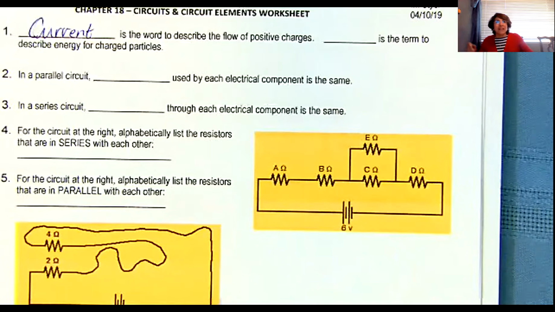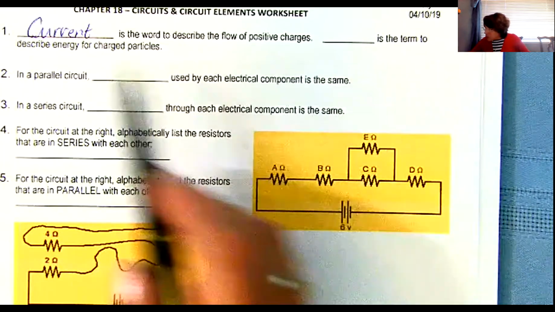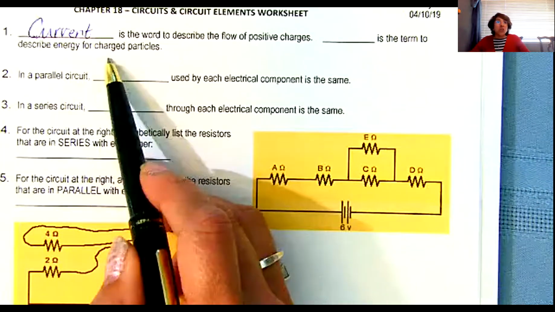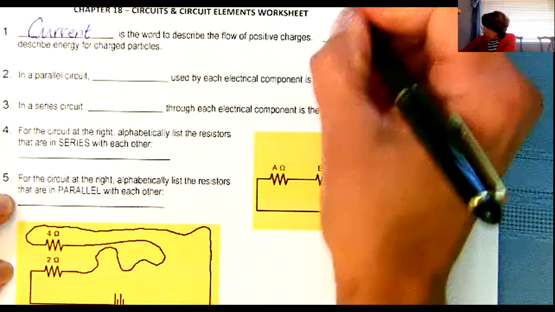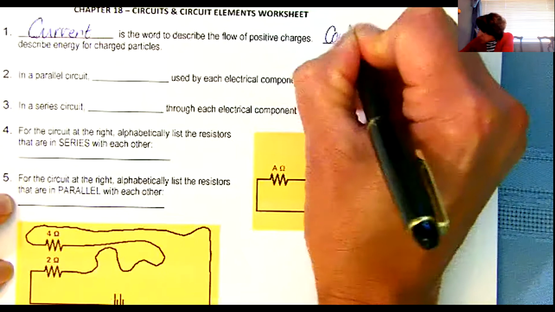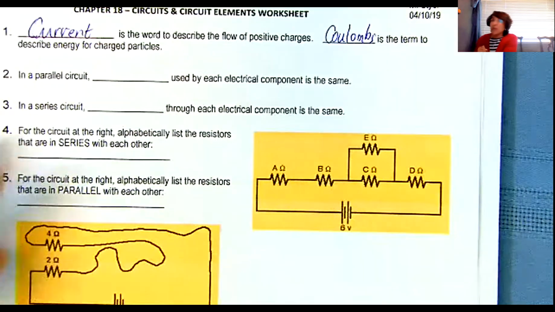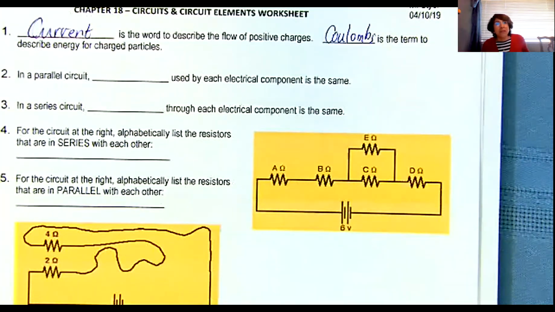Okay, all right, good. Now, what is the term to describe energy for charged particles? I'll give that to you. That was our homework in chapter 17, and that's coulombs. Coulombs is a term to describe energy for charged particles.